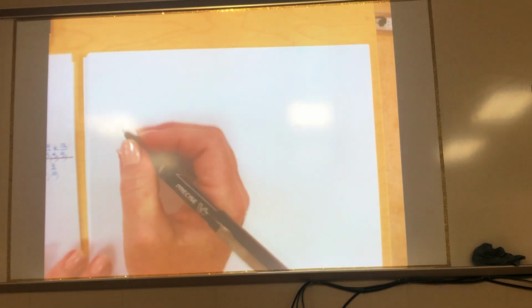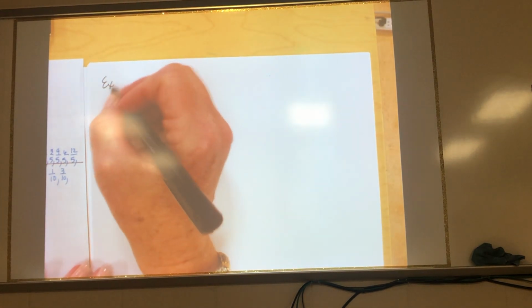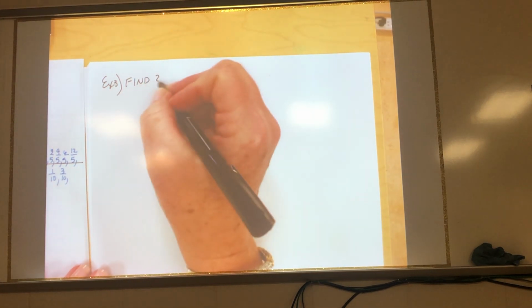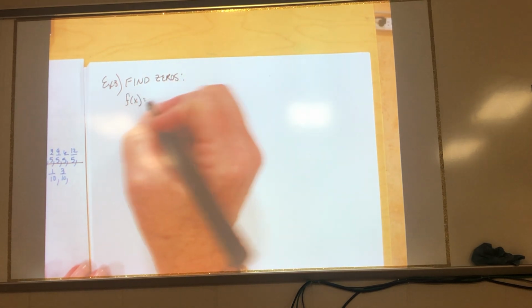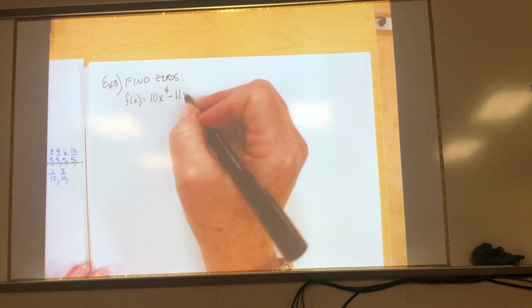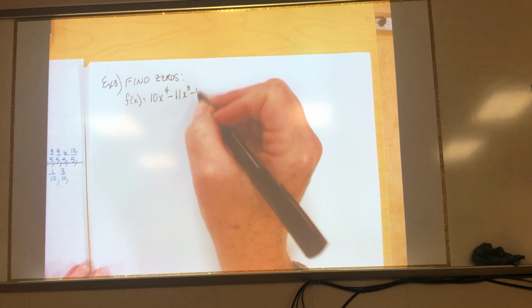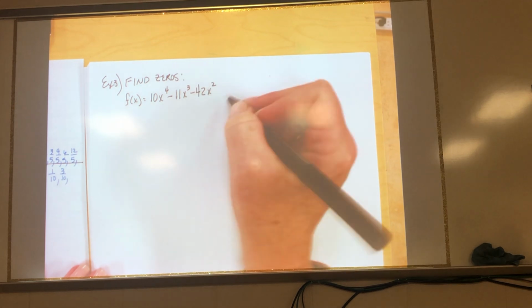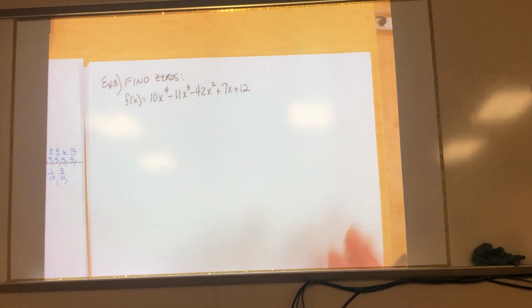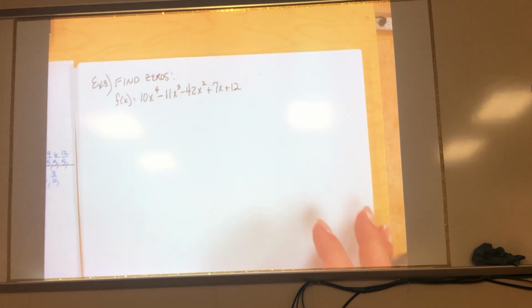And with this next problem, you're going to see why I'm going to let you use a calculator on your big test. Find the zeros. f of x is equal to 10x to the 4th minus 11x to the 3rd minus 42x squared plus 7x plus 12. We're finding the zeros.